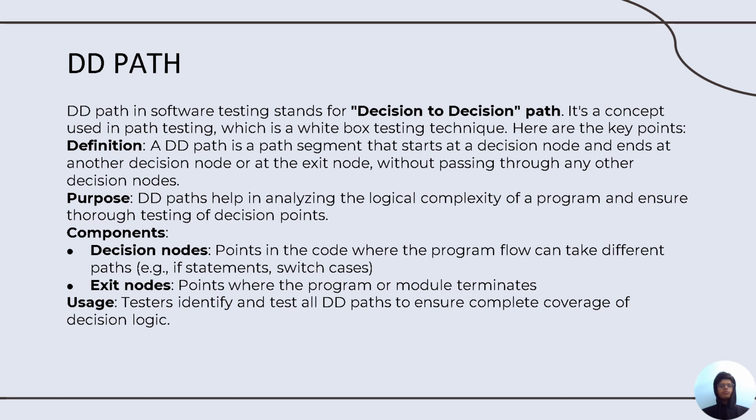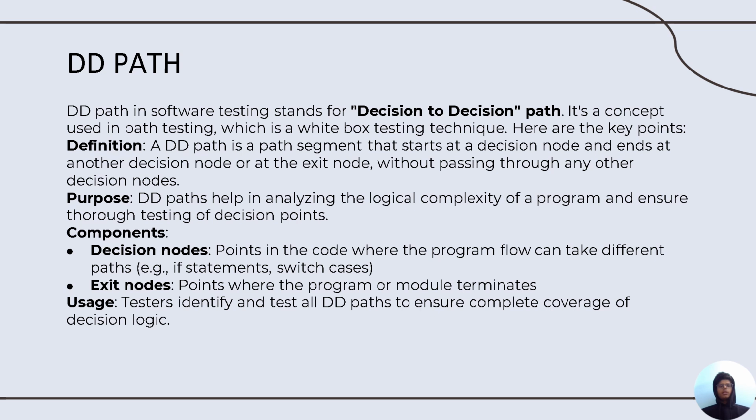What is the purpose of DD path? DD paths help in analyzing the logical complexity of a program and ensure thorough testing of decision points. Then we have the components of DD path, that is decision node and exit node. These are the components of DD path.